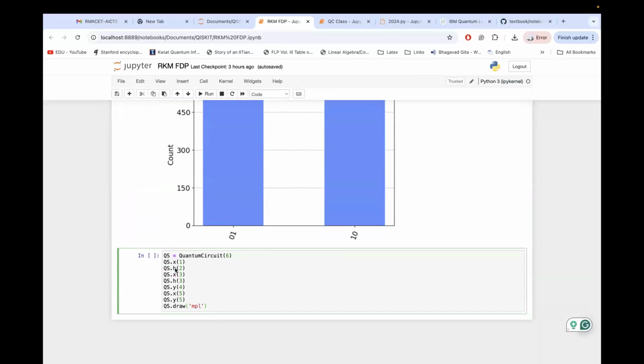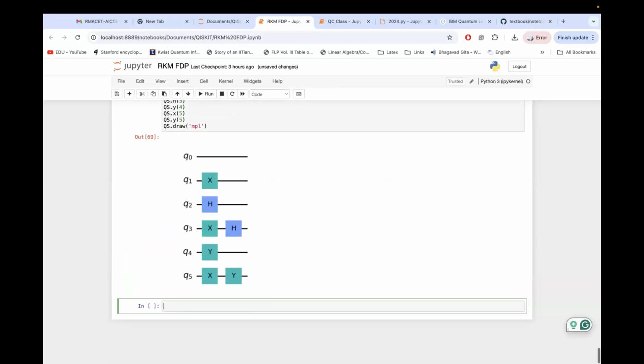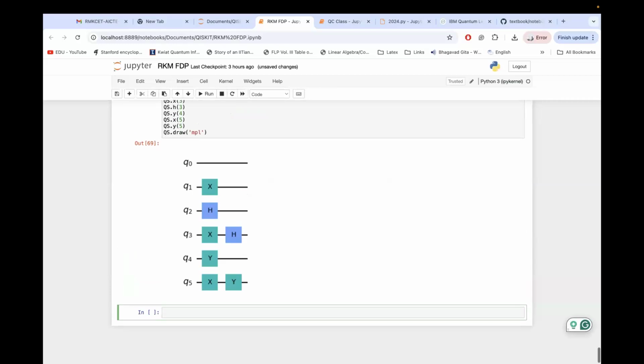operator. Second qubit, I'm applying Hadamard operator. Third qubit, I'm applying X operator. Fourth, I'm applying Hadamard operator, and so on. And if I print the circuit, this is how it is going to look. It is just a simple circuit.